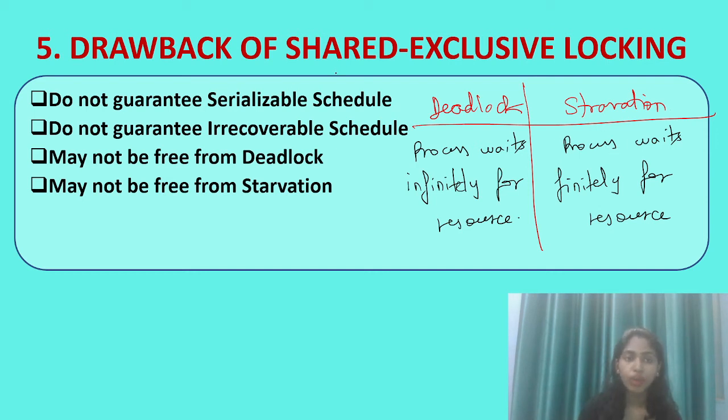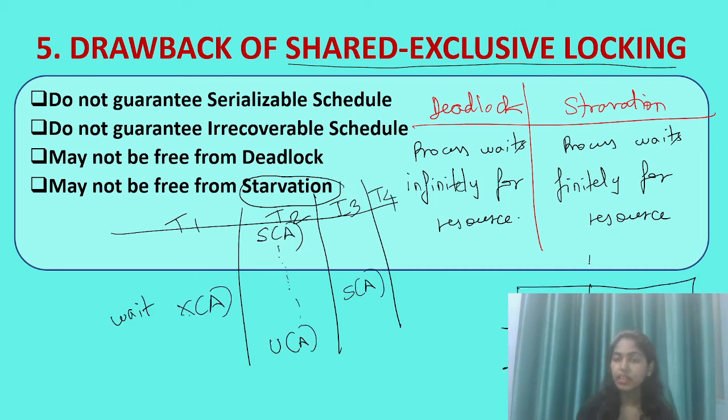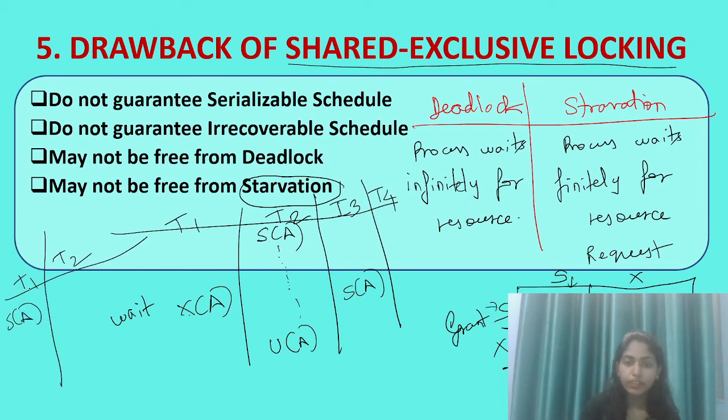When we apply a shared exclusive lock to the transaction, it may not be free from starvation. This lock won't help a transaction to be starvation free. A transaction may have to go through starvation. For example, we have transactions T1 and T2 executing simultaneously, and we also have transactions T3 and T4, where we can request and grant the permission for locks. So we have shared lock and exclusive lock. Whenever a request for a shared lock is given, if a shared lock is granted on transaction 1, then the request from transaction 2 for a shared lock on A can also be given.